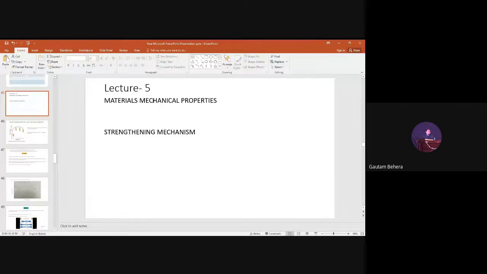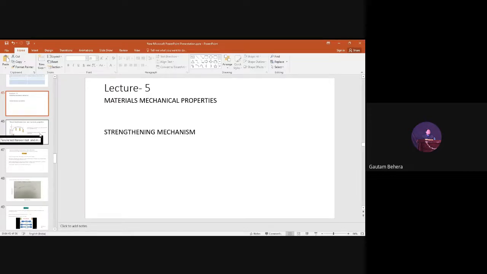And today's topic is basically material mechanical properties. Since we are basically metallurgists, our priority is to improve the mechanical properties. Fine. So as we have discussed, heat treatment is one of the best strategies or techniques to improve the mechanical properties. So today we're going to discuss different mechanical properties in short.